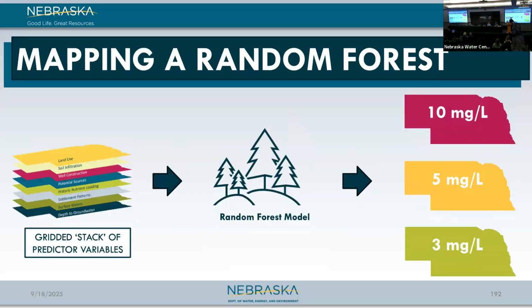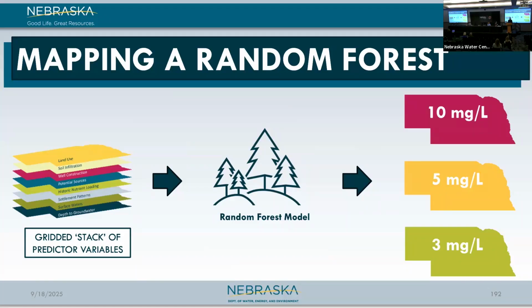Now, to get from a model at the well level to a model at the state level, which is something that we need to query for our GIS tool, we needed to generalize the modeling. And so to accomplish that, we essentially took the same stack of variables that we used to predict at each well, and we assigned all of those to a grid across the state of Nebraska.